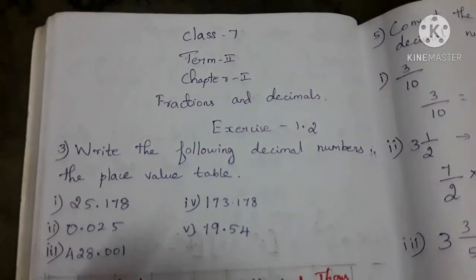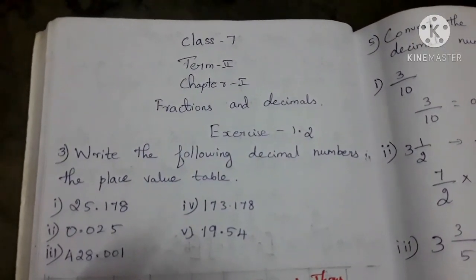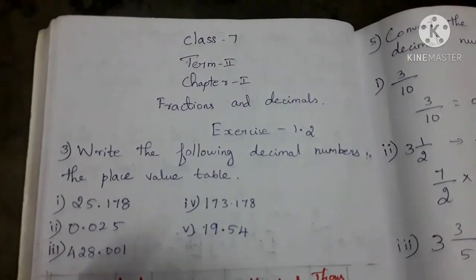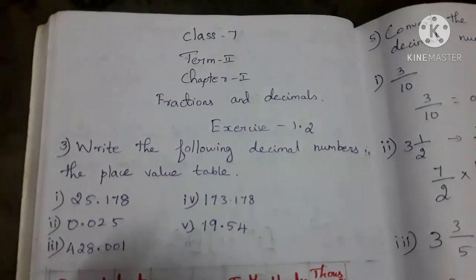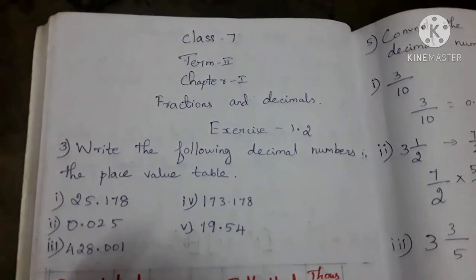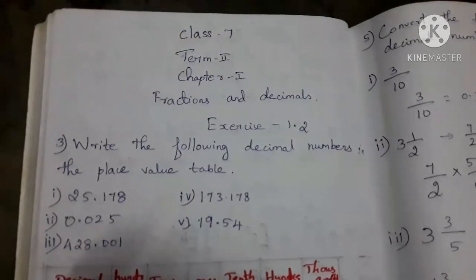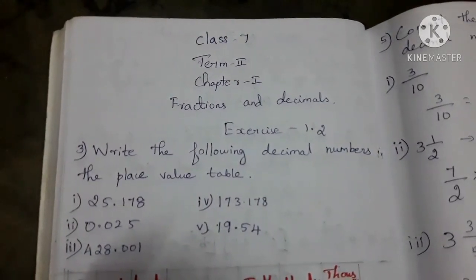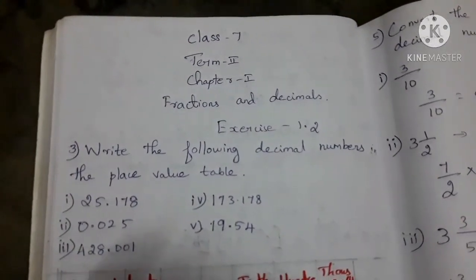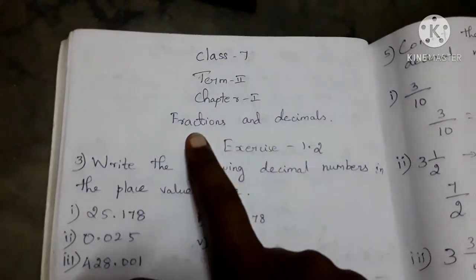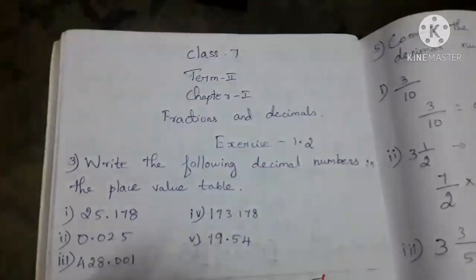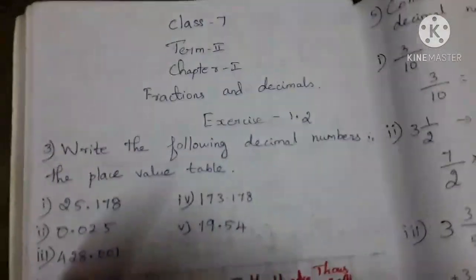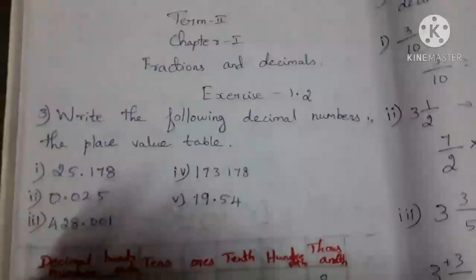Good morning, students. Today we are going to see class 7, term 2, chapter 1, number system. In the number system, last class we studied representation of decimals. Today we are going to see fractions and decimals. In fractions and decimals, first we revise exercise 1.2.